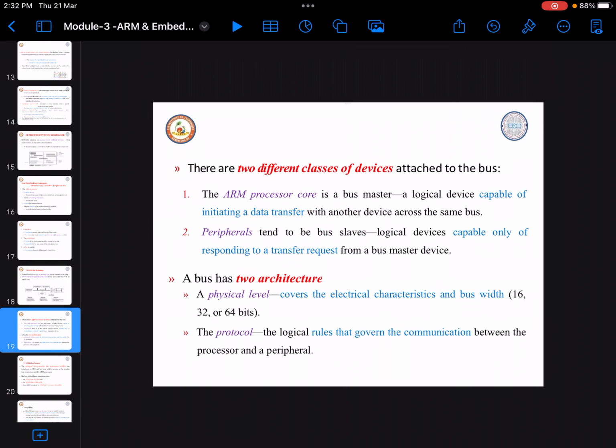There are two classes of devices attached to the bus. One is the ARM processor core, which we call the master, and the other is the peripherals, which we call slaves. The core, or master device, is capable of initiating the data transfer, whereas a peripheral is capable only of responding to a transfer request from the master device on the bus.